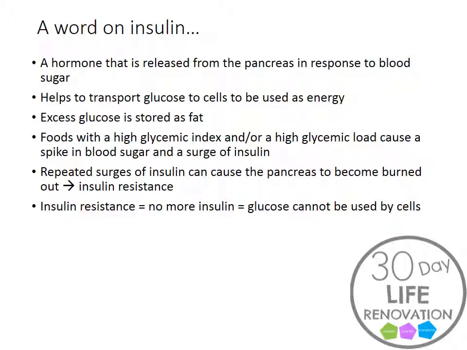Foods with a high GI or a high glycemic load can cause a spike in blood sugar, and that causes a surge of insulin to be released from the pancreas. And repeated surges of insulin can cause the pancreas to become burned out, which ultimately leads to insulin resistance. So insulin resistance means that no more insulin is being produced by the pancreas, and that also means that glucose cannot be used by cells. So insulin resistance is basically the first indication that someone has prediabetes or diabetes.